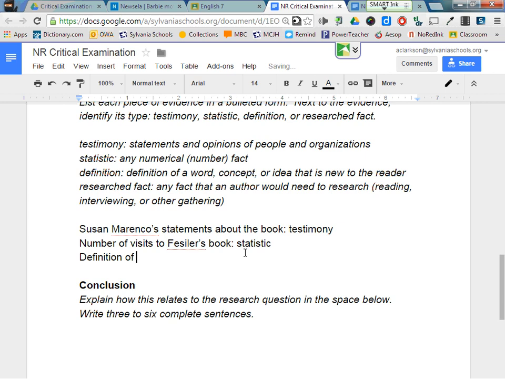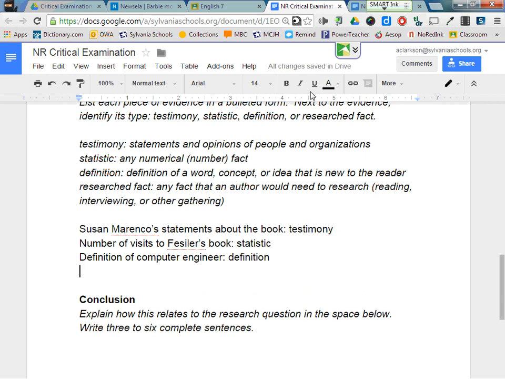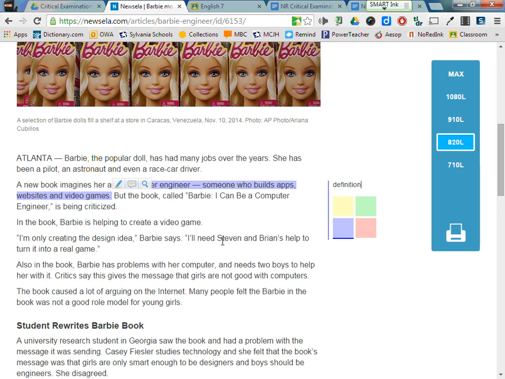Definition of computer engineer. Definition. Finally, I want to find a research fact. Now, research facts are most common. In fact, I would be surprised if you read an article without one. So anything that remains is probably a research fact.